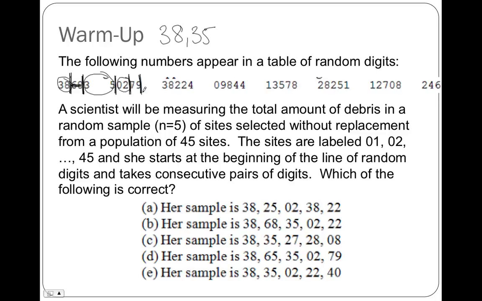The next one I see is 79, which I think we should eliminate because it is past 45. The next one I see, oops, I forgot to add 02 up here. The next one I see is 38, which is a valid number, but I claim we should ignore it. And the reason for that is we are told that this is sampling without replacement, meaning once a site gets chosen, it doesn't go back into the sampling frame. It stays out. So I'm going to ignore this 38. And my next one is 22. And my next one after that is 40, which is valid. And I believe that leaves me with E. Her sample is 38, 35, 02, 22, 40.